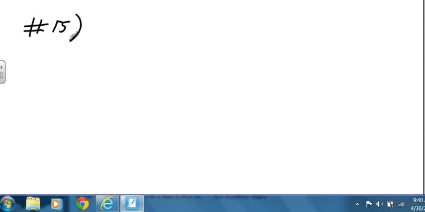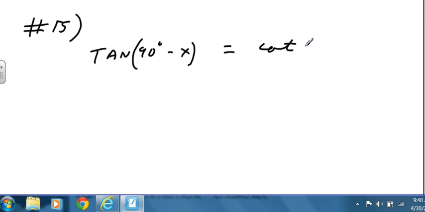Okay, so the tangent of 90 degrees minus x. Wait a minute, the tangent of 90 degrees is infinity. Wow, this could be interesting. And it's supposed to equal the cotangent of x. Okay, so that's what we're supposed to be getting.